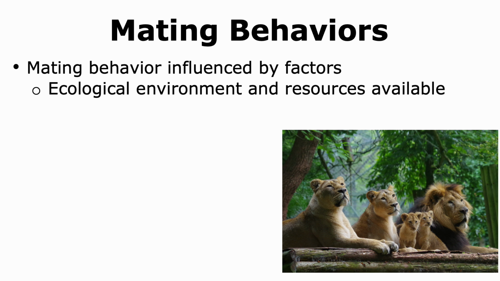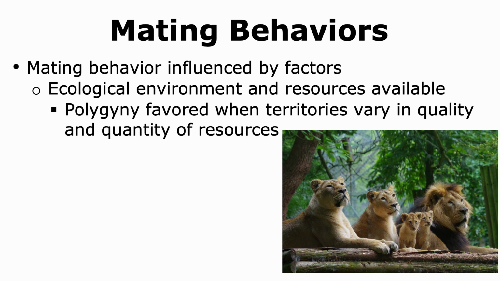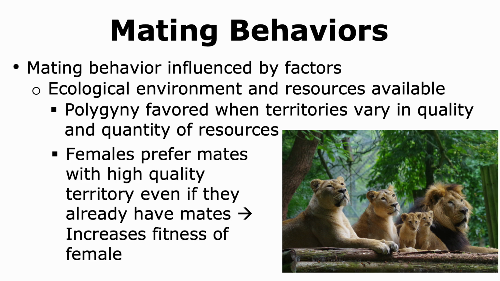In addition to progeny, the ecological environment and resources present in that environment can also influence mating behaviors. Polygyny tends to be favored when the territories that the animals live in vary in quality as well as quantity of the resources available. In such situations, females tend to prefer mates that have high quality territory even if those males already have other female mates. The reason being that the high quality territory ensures the increased fitness of the female and the offspring that she will give birth to.